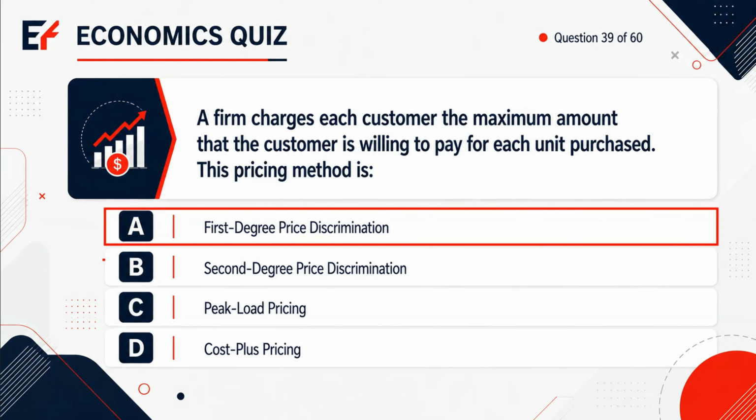Let's distinguish the pricing methods. First-degree price discrimination occurs when a firm charges each customer the maximum price that customer is willing to pay for each unit. This allows the firm to capture the consumer surplus that would otherwise go to buyers. Option B is incorrect because second-degree price discrimination uses quantity discounts or different product versions that buyers select themselves. Option C is incorrect because peak load pricing charges higher prices during periods of high demand. Option D is incorrect because cost-plus pricing adds a markup to the cost of providing a product or service.